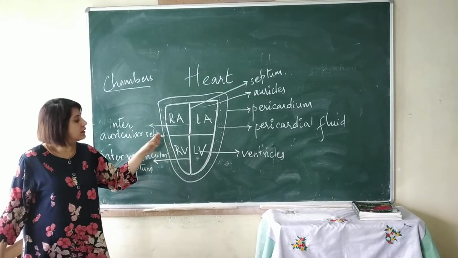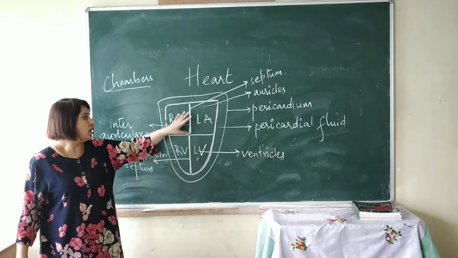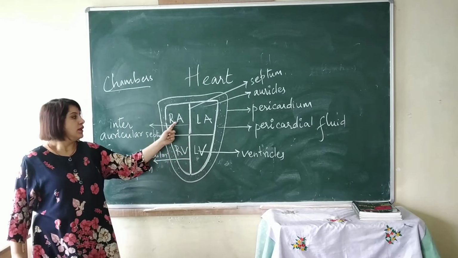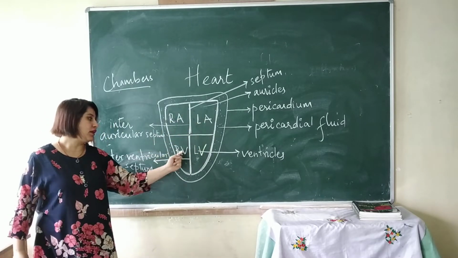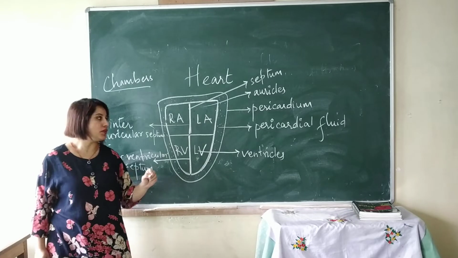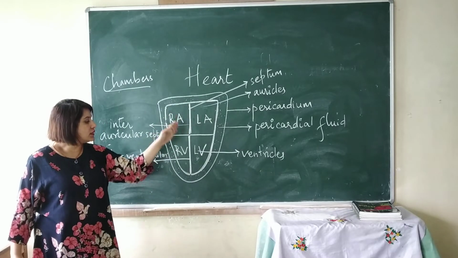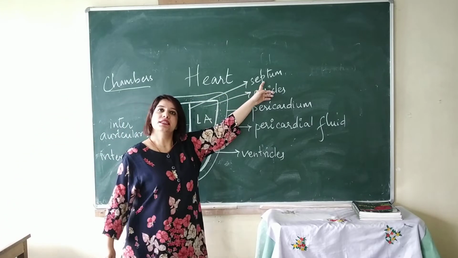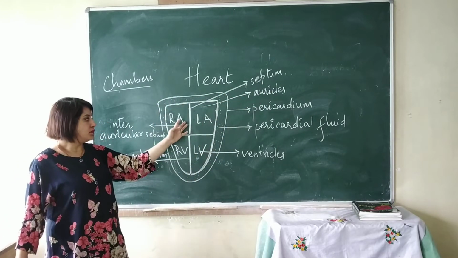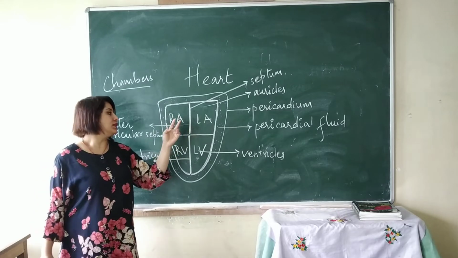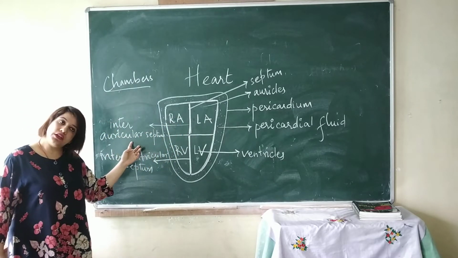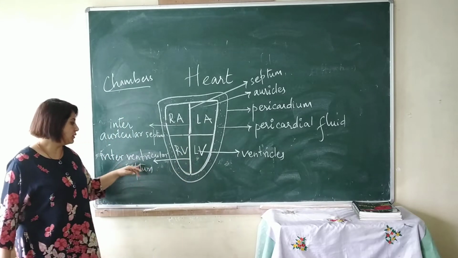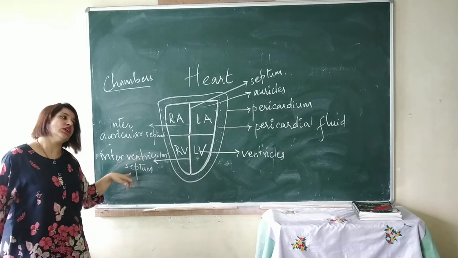The heart is divided into 4 chambers, the upper 2 auricles and the lower 2 ventricles. Right auricle, left auricle. Right ventricle, left ventricle. Now the auricles and the ventricles are separated by a thick membrane called the septum. The septum present between the 2 auricles is called interauricular septum, and the septum present between the 2 ventricles is called interventricular septum.